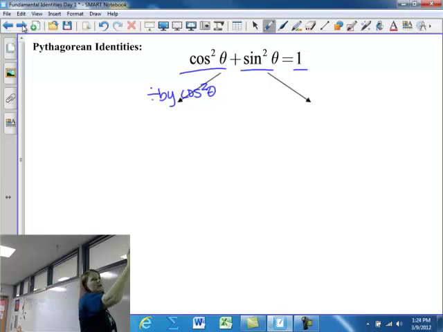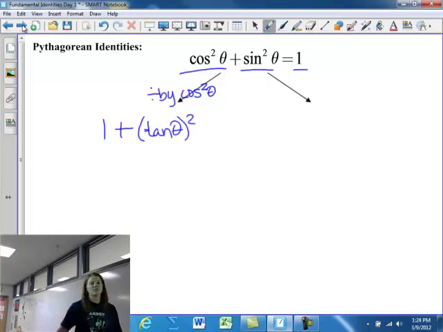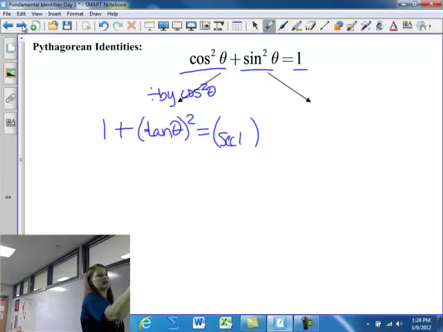Okay, if I divide by a cosine squared, cosine squared divided by a cosine squared would be 1. And a sine squared divided by a cosine squared? Well, sine over cosine is going to give me a tangent, so sine squared over cosine squared is tangent squared. It is tangent squared. Awesome. And then 1 divided by a cosine? Is secant. So it must be secant of theta squared.